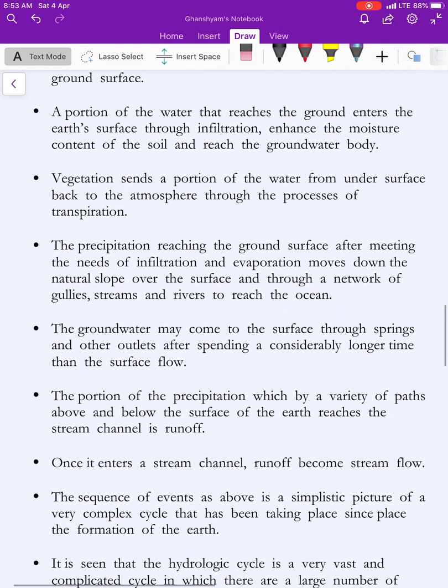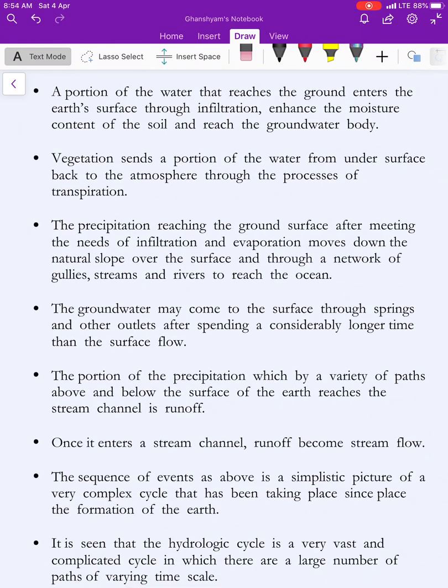Vegetation sends a portion of water from under the surface back to the atmosphere through the process of transpiration. As I said, the loss of water through the leaves is termed transpiration, and combined evaporation and transpiration will be studied under a single topic, which is evapotranspiration. This is a loss due to evaporation and the evaporation through plant leaves.